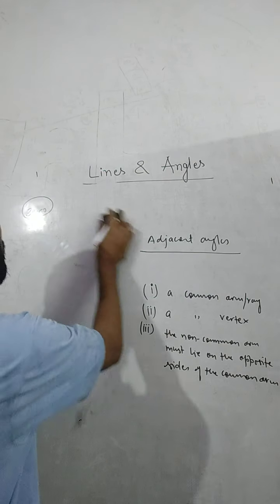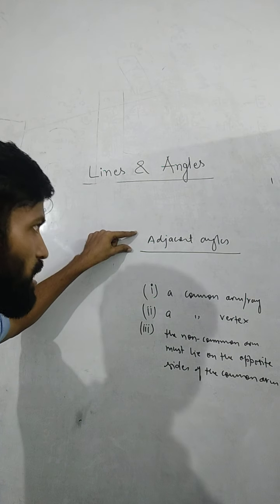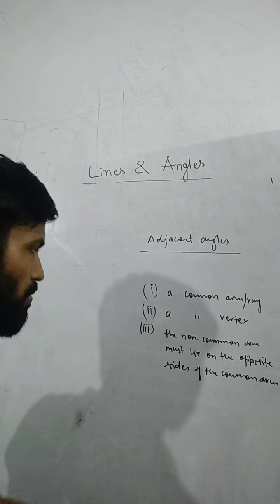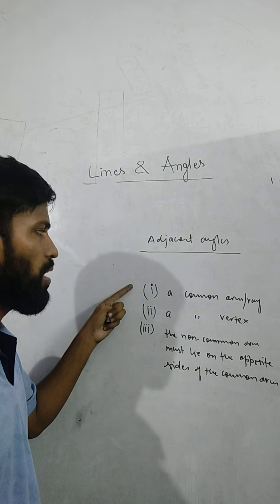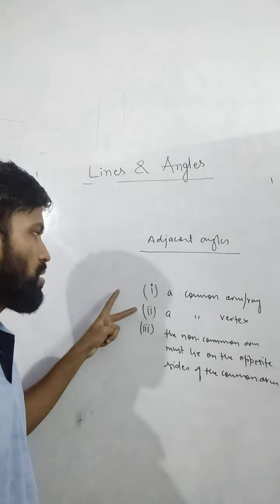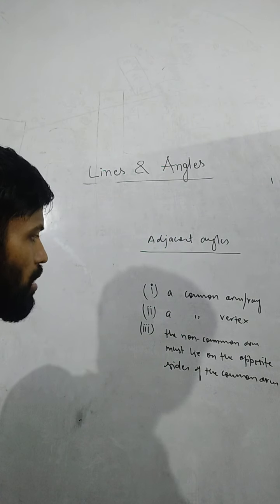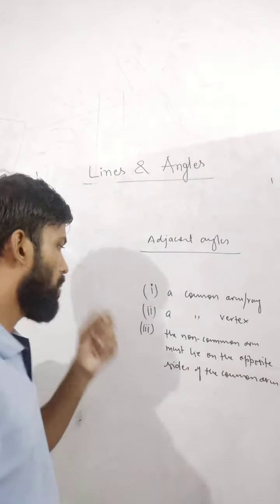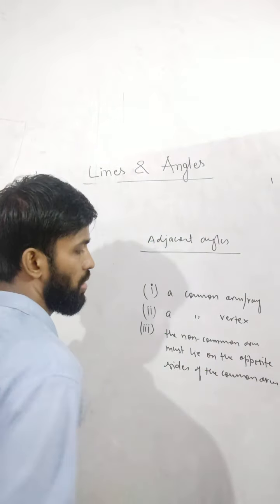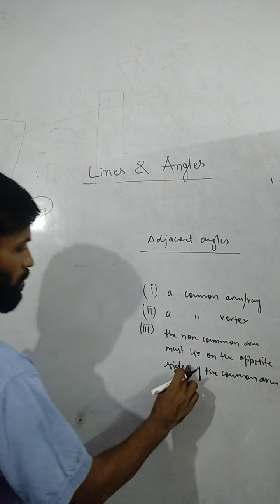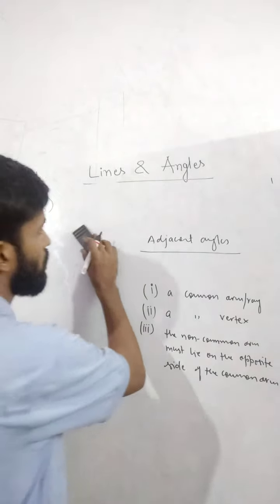I will explain this. I said two angles are said to be adjacent angles if, first condition, both the angles have a common arm. Second condition, both the angles have a common vertex. And the third condition is the non-common arm must lie on the opposite sides of the common arm, right? On the opposite side of the common arm. Let me explain this by an example.